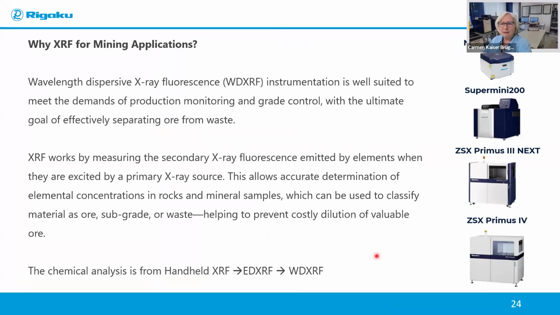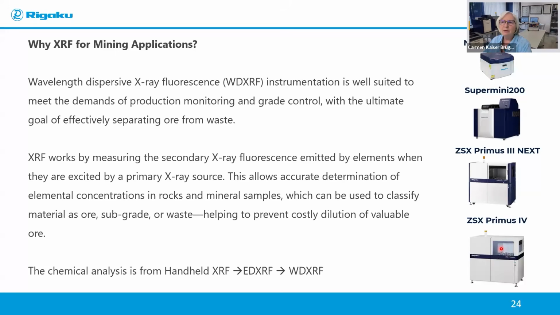So we get different kinds of spectrometers. Briefly, I showed you WDXRF, which is the top here. So very often we can get chemical analysis from handheld XRFs, followed by an EDXRF, and then basically followed by a WDXRF to get the more precise work. So why do we have to use all these types of instruments?